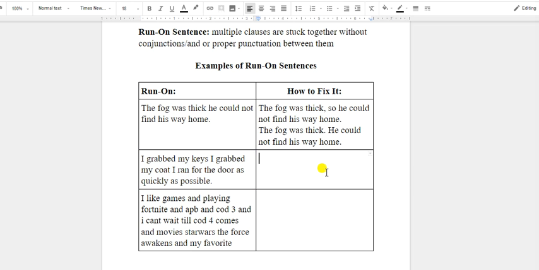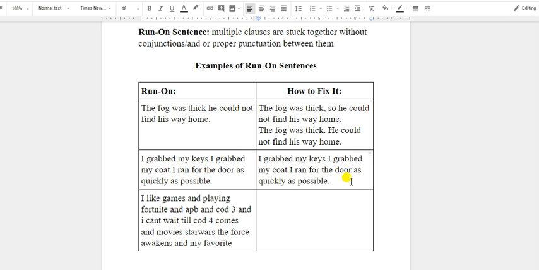Okay, we need some spaces in here because we have lots of different verb subject pairs. I grabbed, so grabbed would be your verb. Who grabbed? I grabbed. So there's your subject and your verb. What did I grab? My keys. So that's the end of the first clause. I grabbed my coat. So grabbed is your verb in this clause, and I again is your subject. Ran, that's your next action verb, and the subject is I. So here you have three clauses, and they're all just smooshed together with nothing in between them.